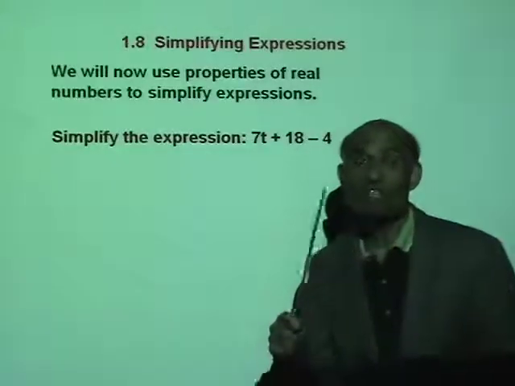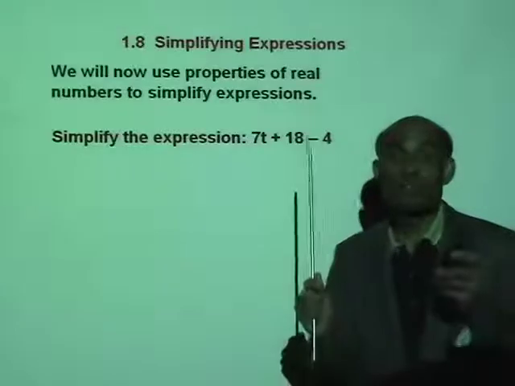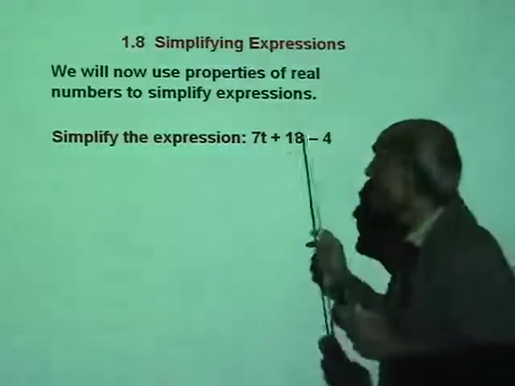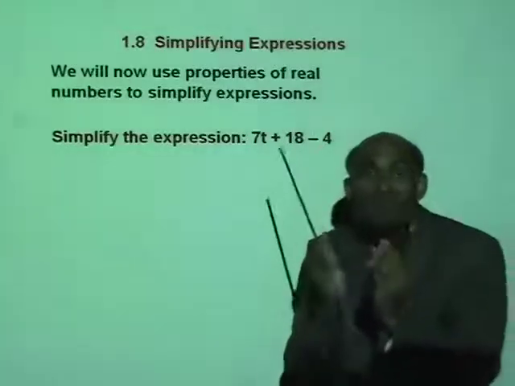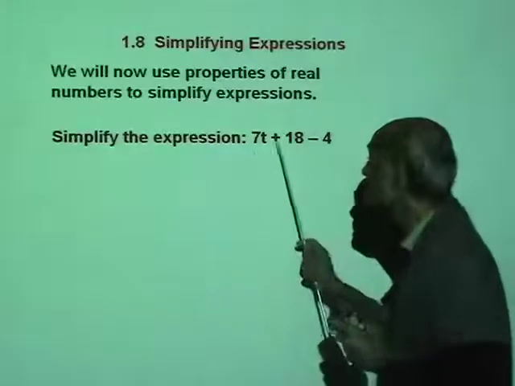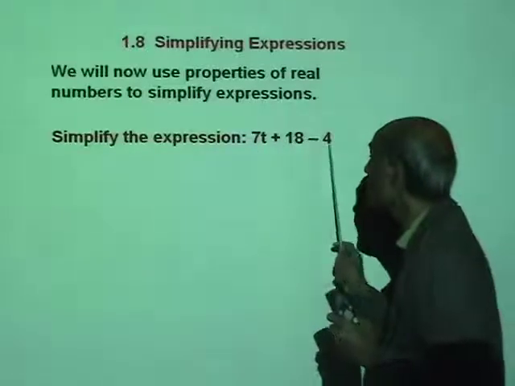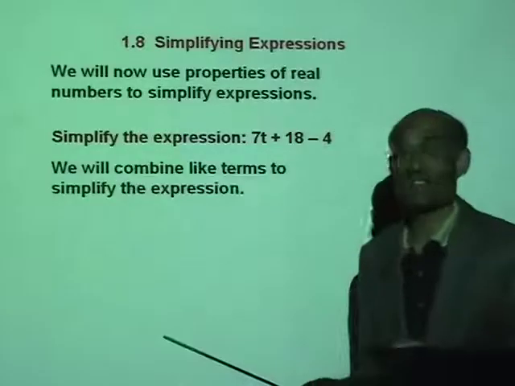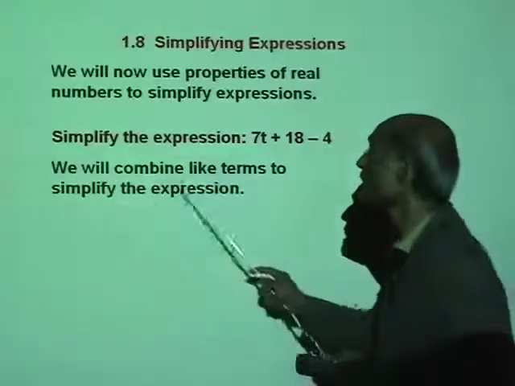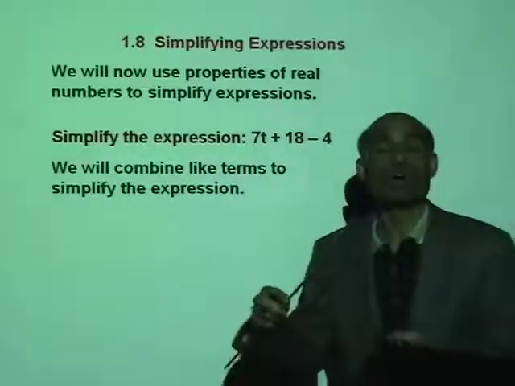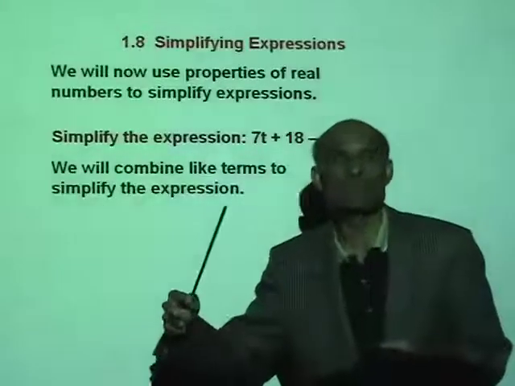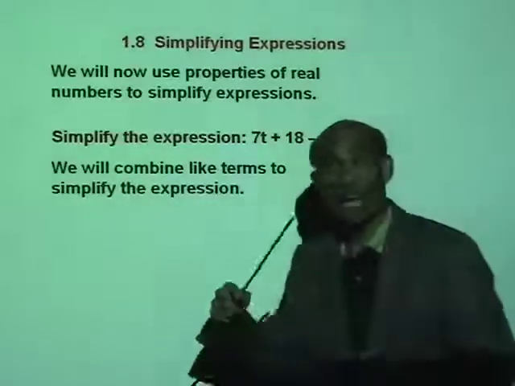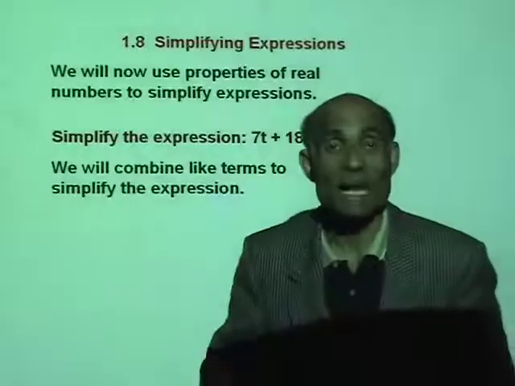Now, what is the first thing to do? Use the associative property of addition by combining terms that are similar. You can associate positive 18 and negative 4 because they can be added easily. We will combine like terms to simplify this expression. What is the meaning of like terms? Well, you can see 18 and 4 are like terms. They can be combined.